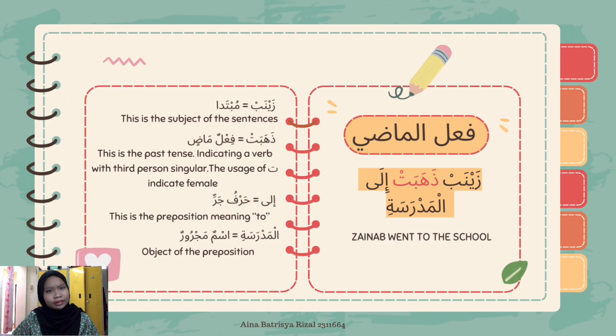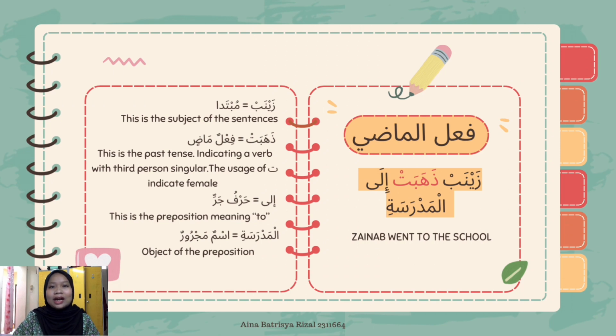So what is fi'al madi? Fi'al madi is a past tense verb. It denotes an action that has taken place in the past or has happened before. For example, kataba, he wrote, or akala, he ate. So let's see what happens if we use fi'al madi in a sentence.